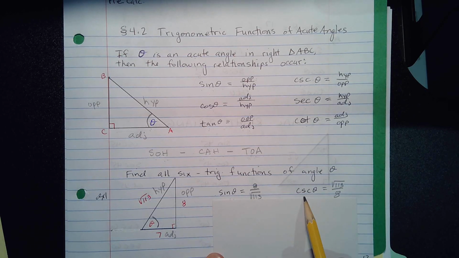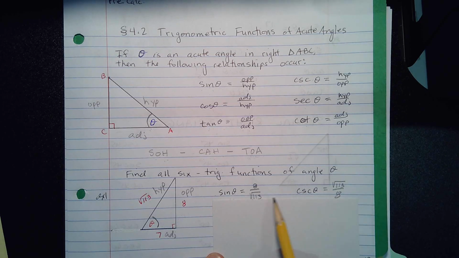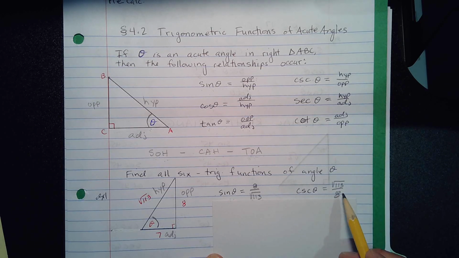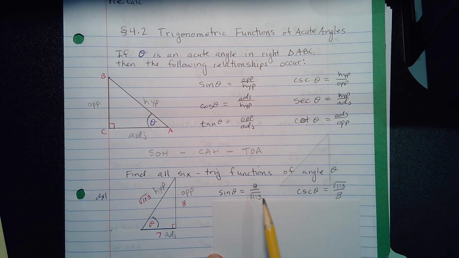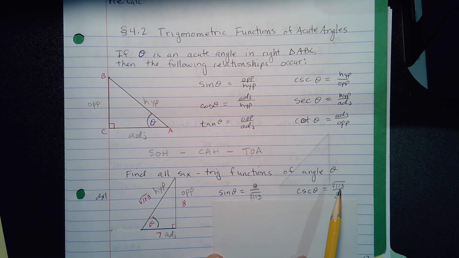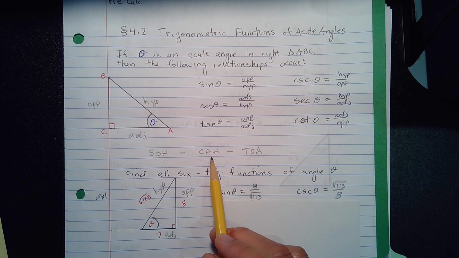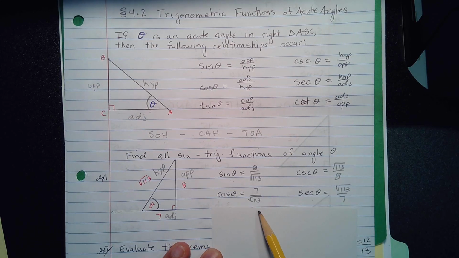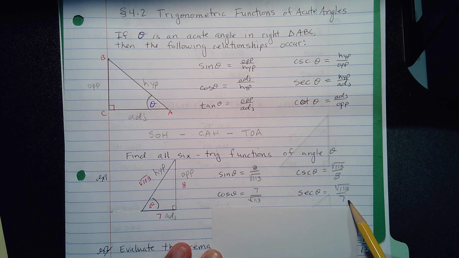Okay. Cosecant is a reciprocal. So if sine theta is 8 over the square root of 113, then cosecant is the square root of 113 over 8. Again, if you always write it in this order, you'll know that these are reciprocals. Next is cosine, the c. Cosine is adjacent over hypotenuse. So cosine theta is 7 over the square root of 113. Therefore, secant is the reciprocal. It's the square root of 113 over 7.